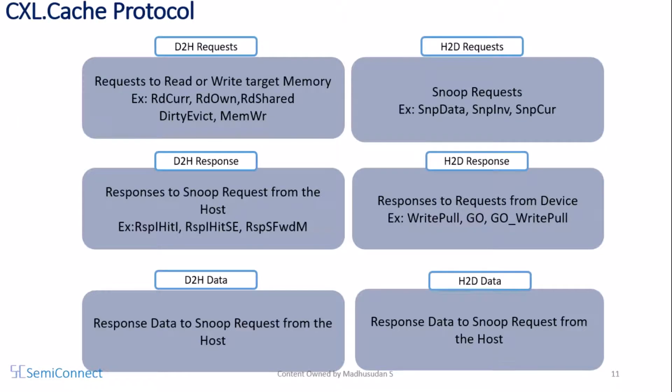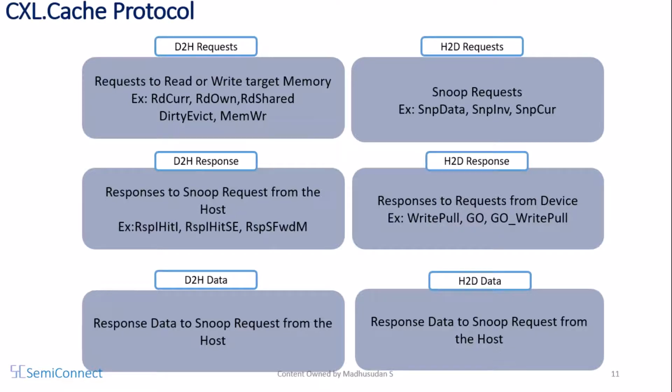Then the CXL.Cache protocol snapshot. So we have D2H and H2D. Device to host is called D2H, and host to device is called H2D. There are three channels defined: one for request, one for response, and another one for data. You can flow either way, from the device to host or from host to device.